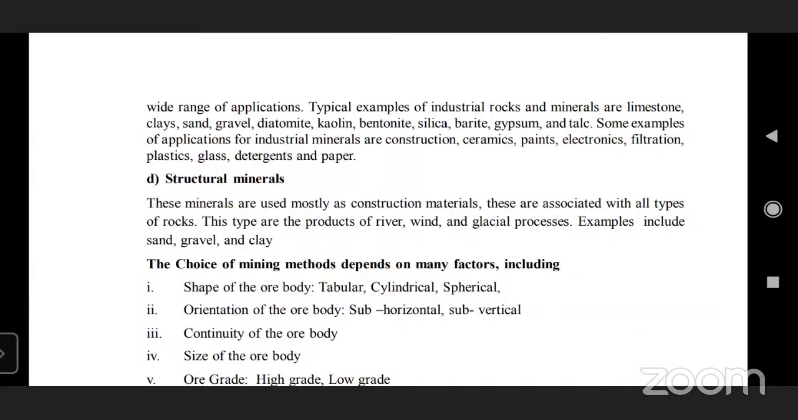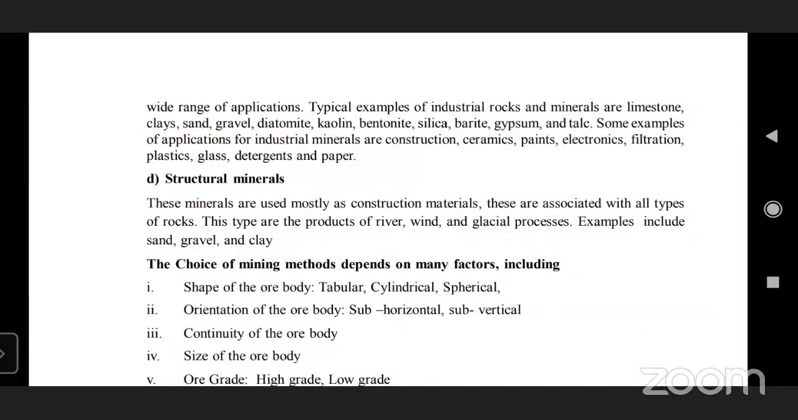What are the major applications of these industrial minerals for the purpose of construction? Ceramics, paints, electronics, filtration, plastics, glass, detergents and paper. So the applications of industrial minerals are for construction.